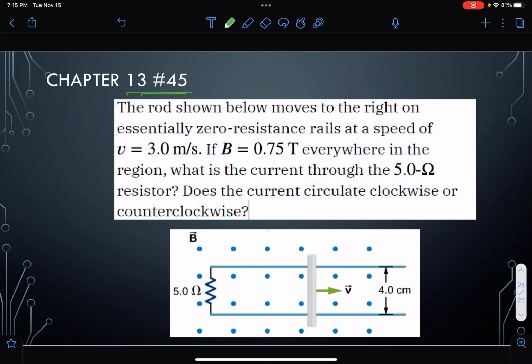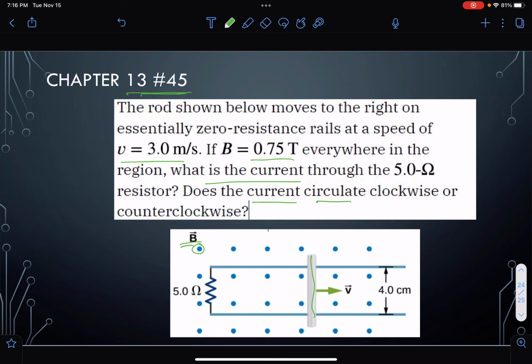Okay, so the resistance of the rail we don't have to worry about. That's like a friction-free surface. We do have this resistor here in this circuit, and we know that this rod here is moving at a speed of 3 meters per second, and we know this established magnetic field is 0.75 Tesla. Okay, and so what is the current, and which direction does it circulate?